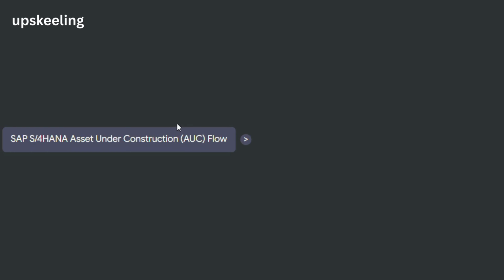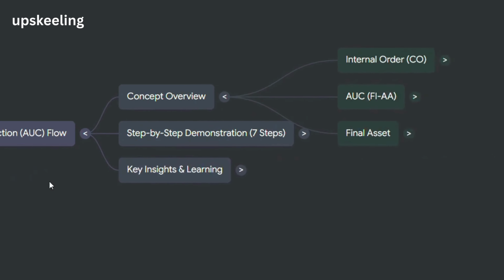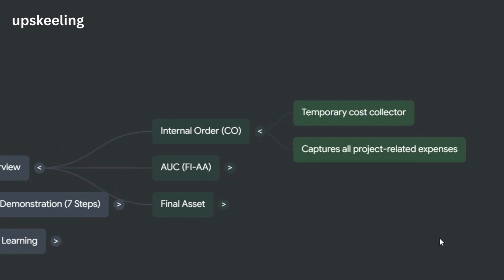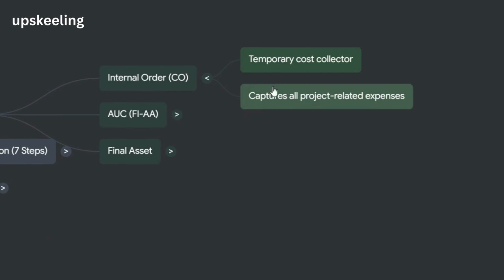SAP S4HANA Asset Under Construction, AUC Flow. Overview. Concept overview. Internal order, CO. Temporary cost collector used to track all project-related expenses until the asset is ready. Helps control project budgets and spending.